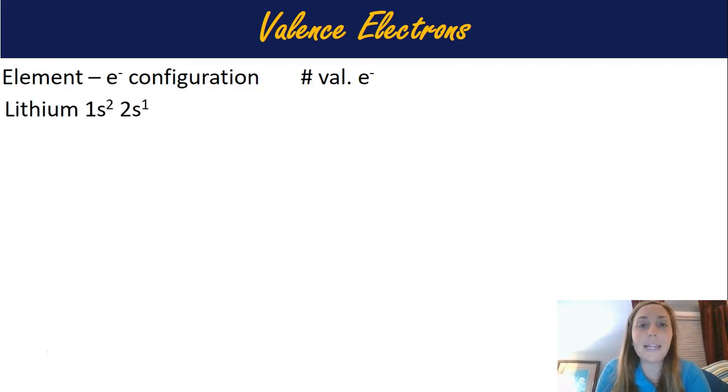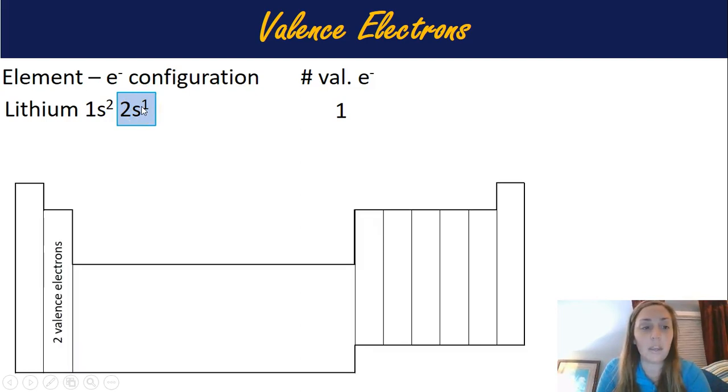All right, so how about lithium? So lithium is 1s2, 2s1. So its furthest energy level is 2, and it has 1 electron, so it has 1 valence electron in there. So here's our chart from before. Let's add to it. Lithium is in this group. So anyone up and down here, they all have 1 valence electron. So whether you're hydrogen, sodium, lithium, all of those have 1 valence electron.